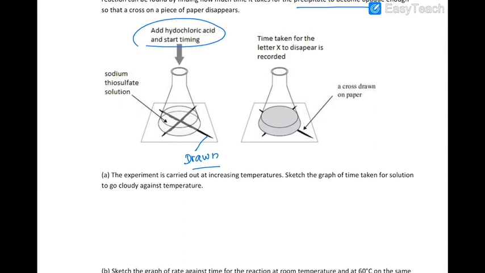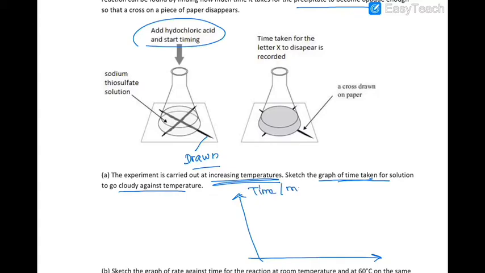Now, this experiment can be carried out at different temperatures. If we increase the temperature, normally the rate of the reaction is going to increase. So sketch the graph of time taken for the solution to go cloudy against temperature. Time taken goes on the y-axis, so time, let's say per minute, and temperature per degrees Celsius.